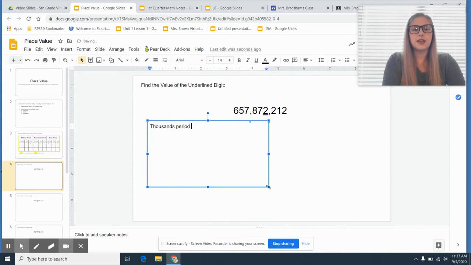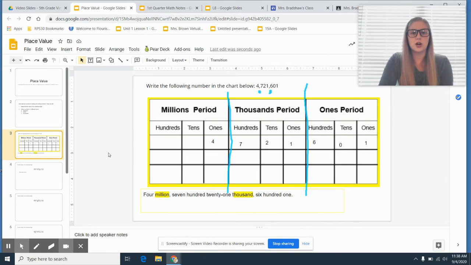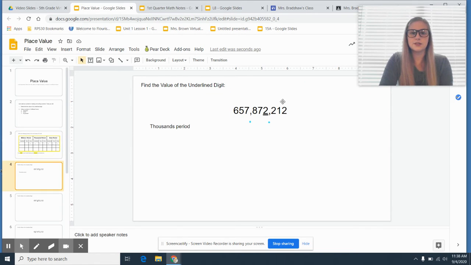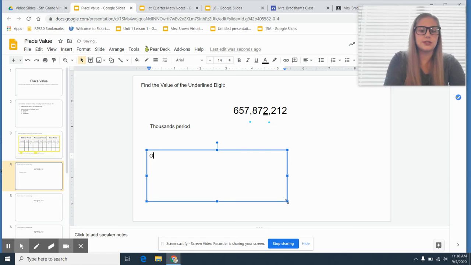So then within the thousands period, I need to figure out, is it in the ones, the tens, or the hundreds? So looking back at my chart, I know it's in the first one. Here's the thousands period, and it's this one here. So it's in the 1,000s place. So if I asked, what place is it in? You would tell me it's in the 1,000s place. But I asked, what is the value?